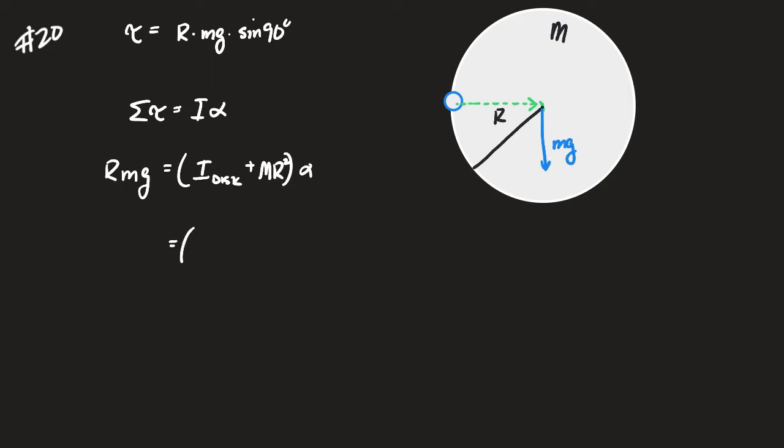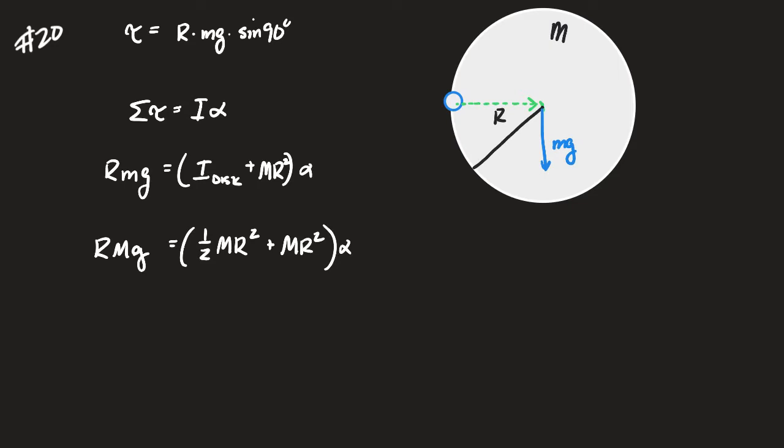That's going to be 1/2 mr squared, the moment of inertia of a disk, which I am sure you have all memorized by now, plus mr squared times alpha. All of this still has to equal rmg. So if I'm asked to find alpha, and I think that's what the question is, what is the magnitude of the cylinder's initial angular acceleration?